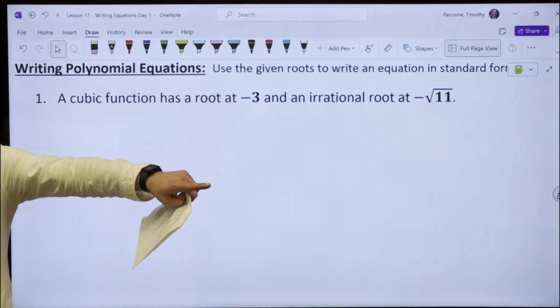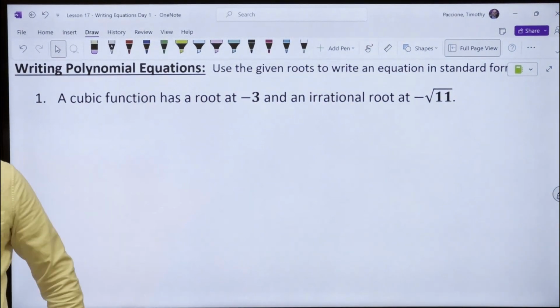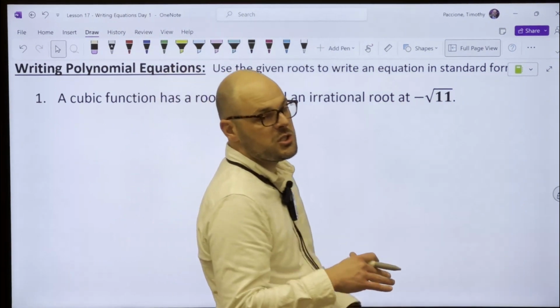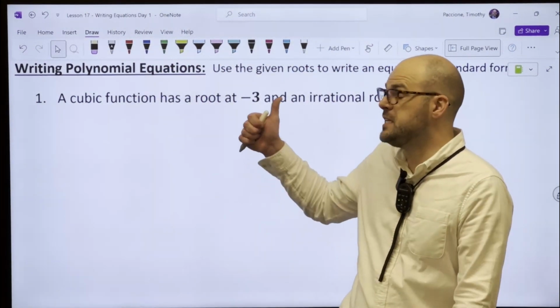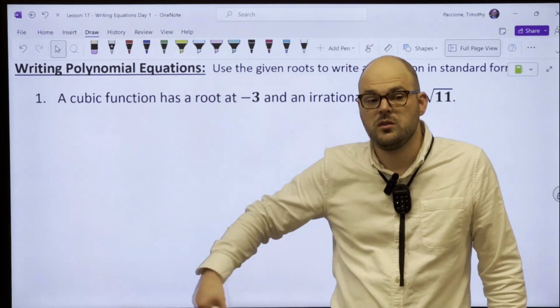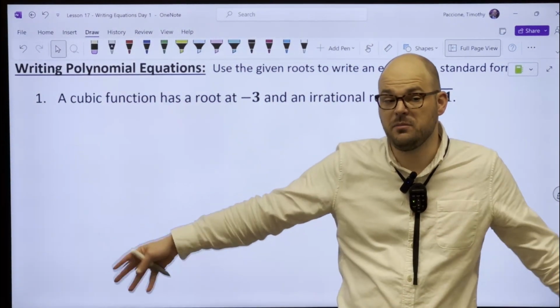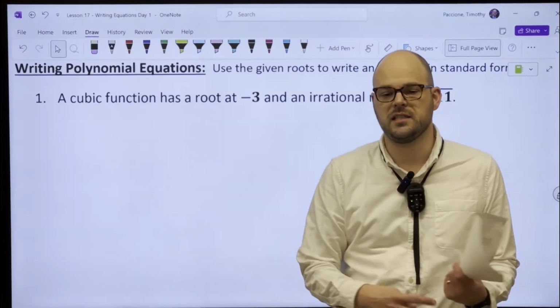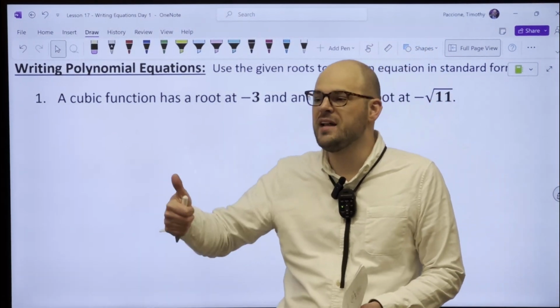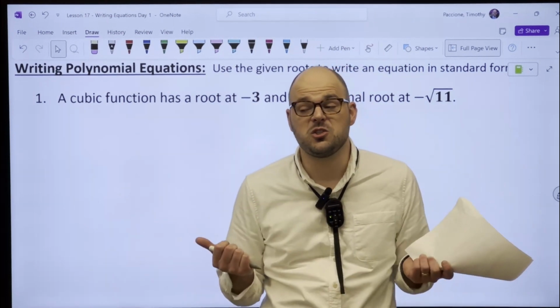Like, for instance, remember with the quadratic, that's standard form: ax squared plus bx plus c. It's just not factored, right? So if they're asking for this in not factored form, that's where we need to end up. So, for example, x to the third plus 2x squared minus 4x plus 20, something like that, right? That's where we want to get to. And all they're giving us is two roots.